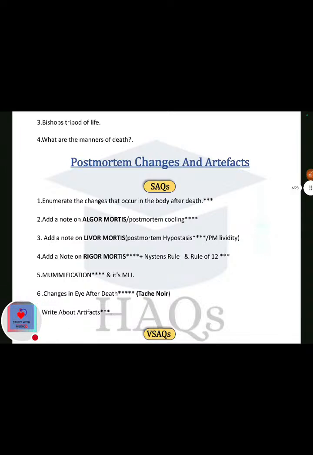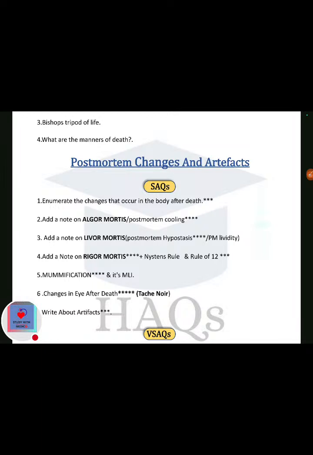Okay, talking about algor mortis, the definition is cooling of the body after death, because the body stops producing heat, energy, calories. So that's why the body cools. So what is the mechanism of cooling? Heat production in the body stops after death. Body loses heat by all three mechanisms: conduction, that is touch, convection, and radiation. Radiation is through the temperature difference. All three happen, until the temperature of the body becomes equal to that of the surroundings.